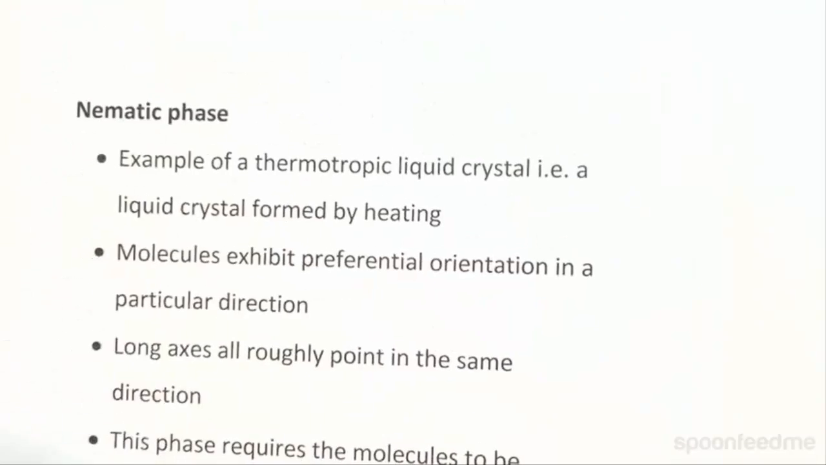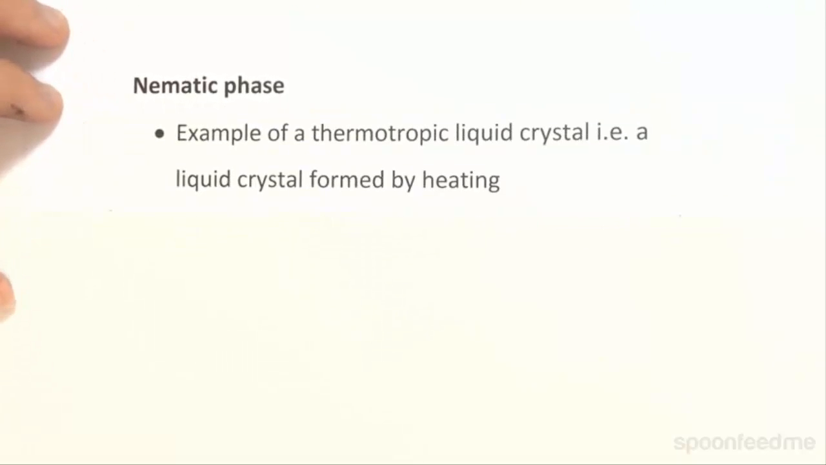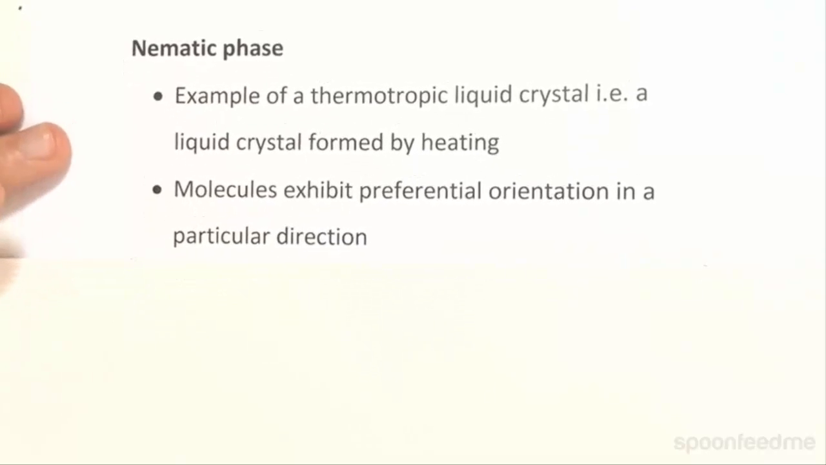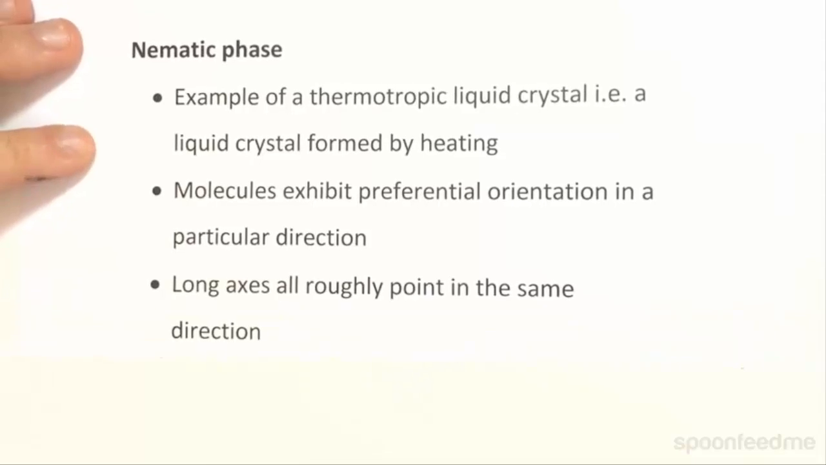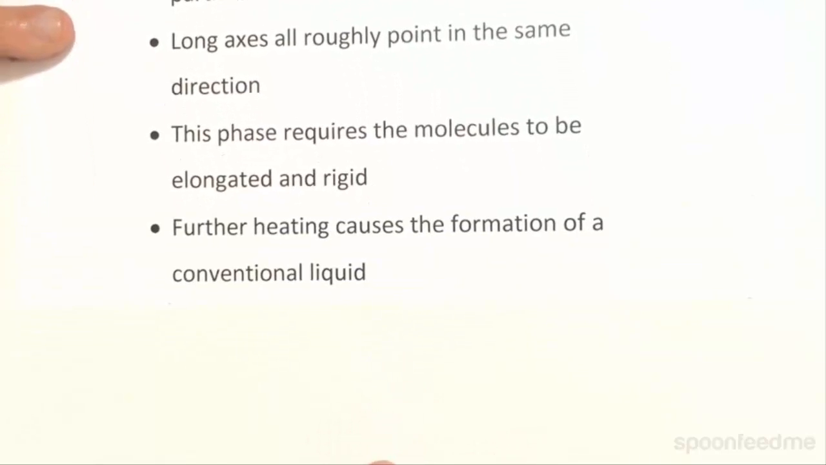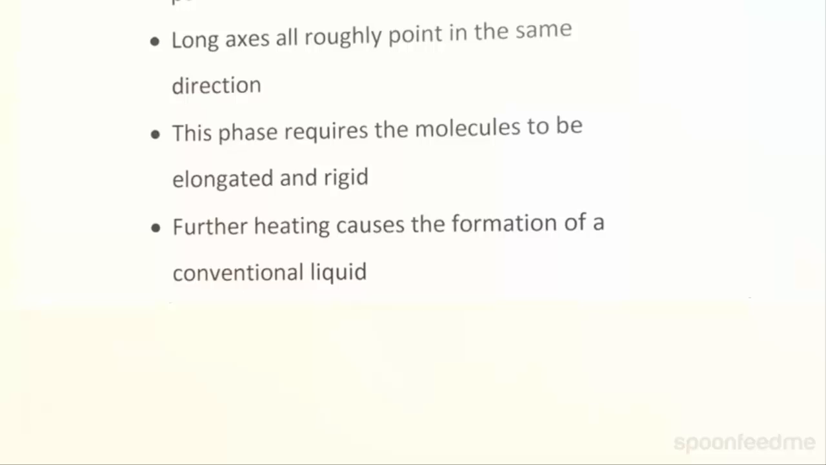Let's have a look at the nematic phase first. So, the nematic phase is an example of a thermotropic liquid crystal, that is, a liquid crystal formed by heating. In the nematic phase, molecules exhibit preferential orientation in a particular direction. So the long axes all roughly point in the same direction. And this phase requires the molecules to be elongated and rigid. Further heating of this phase causes the formation of a conventional liquid.